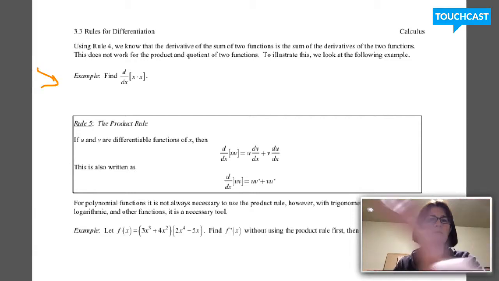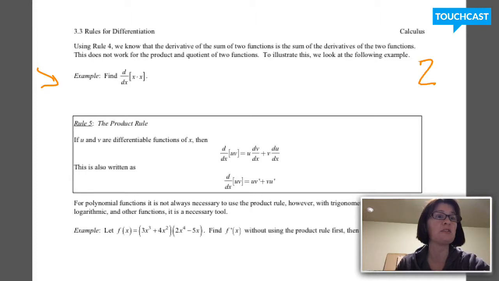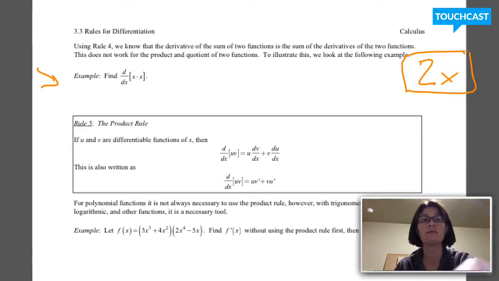So this is find the derivative with respect to x of x times x. Well, we know x times x is x squared, and the derivative of x squared is 2x. So I know the answer is supposed to be 2x. There's no getting around it. That's what the answer is supposed to be. This is the derivative of x times x.